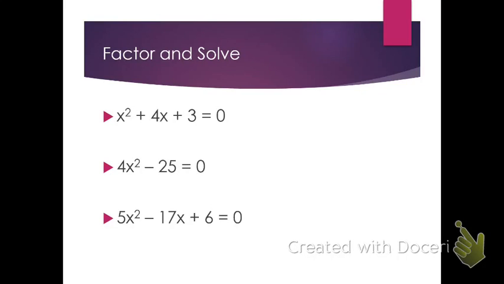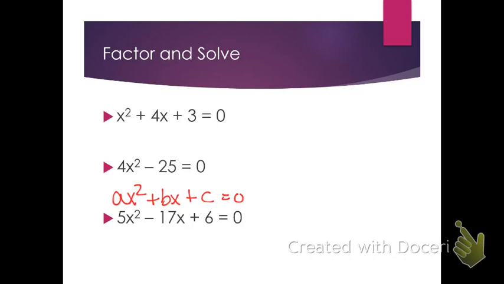Let's do one more example of solving a trinomial by factoring. So I've got 5x squared minus 17x plus 6 equals 0. First I look for a GCF. There is none. It's not a difference of squares. It's got 3 terms, so I'm going to be comparing this to ax squared plus bx plus c.